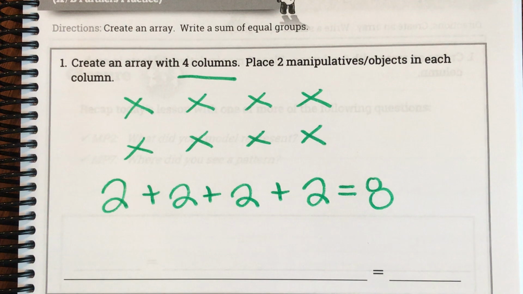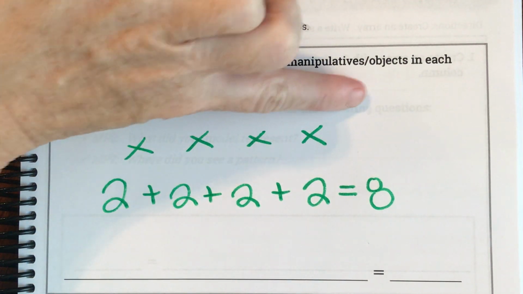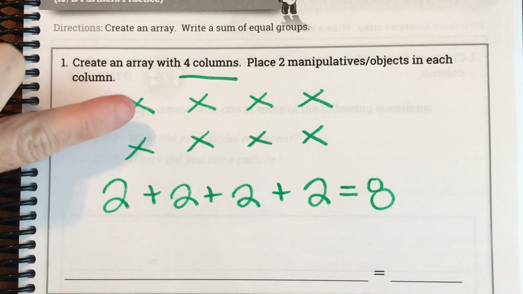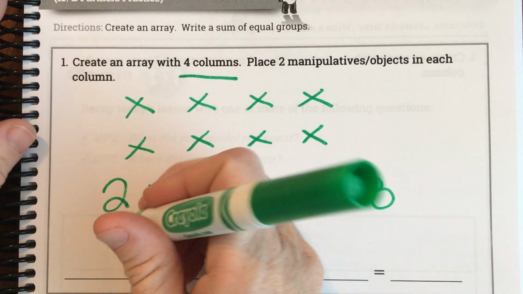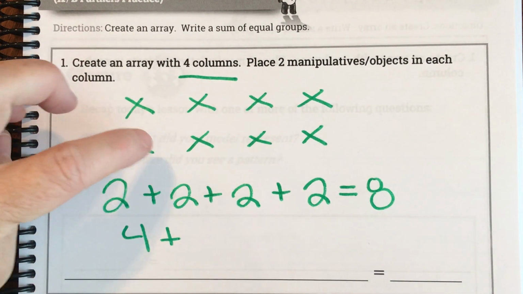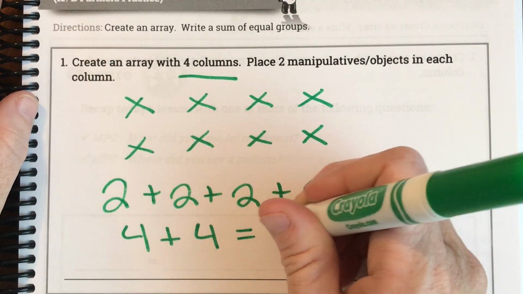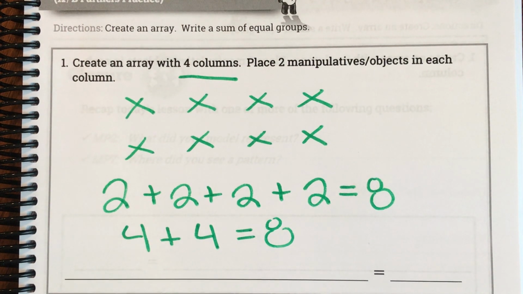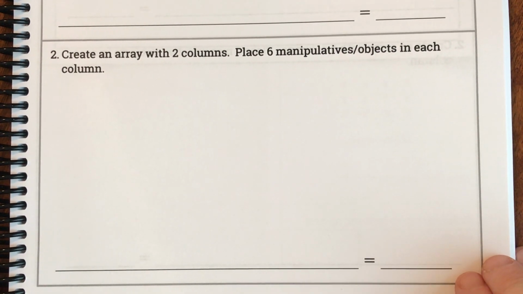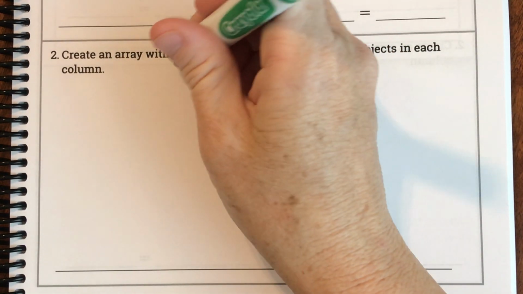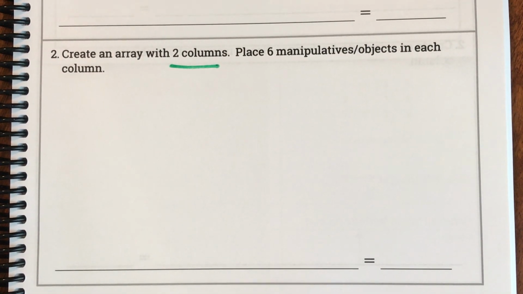We could have also decided to count by rows. So this row plus this row. So this row has 1, 2, 3, 4 in it. And this row has 1, 2, 3, 4 in it. And I still get 8. Okay, let's try number 2. Number 2 says, create an array with 2 columns and place 6 manipulatives or objects in each column.